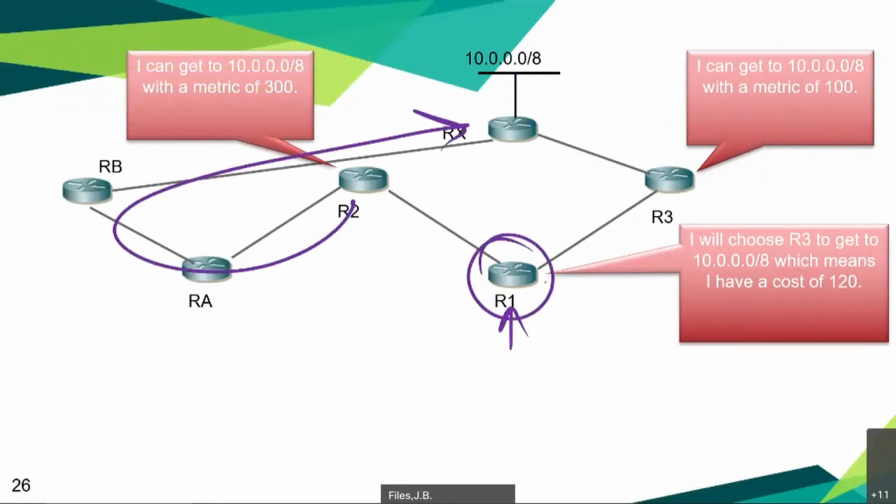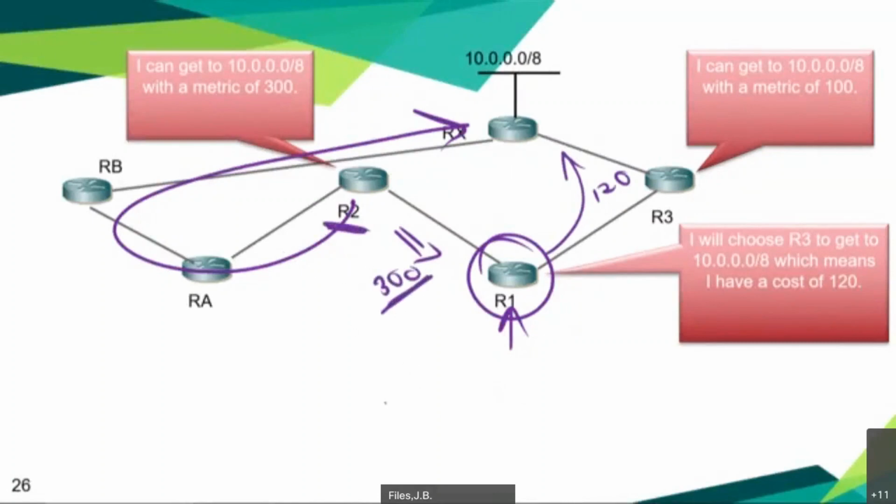Because remember, we're looking at everything from the perspective of R1. Remember, we are R1. That's all we care about. We are R1. We're looking at the world through the eyes of R1. R1 gets told about this path, and R1 knows, hey, my path is 120. This path is 300. Okay.